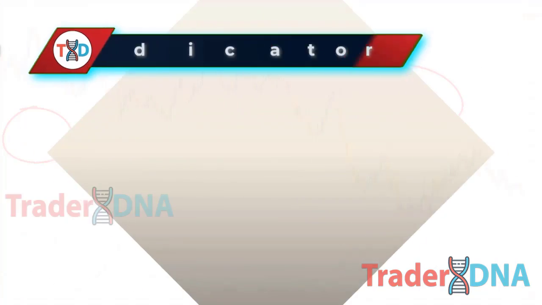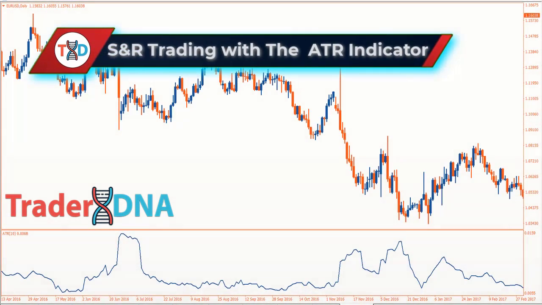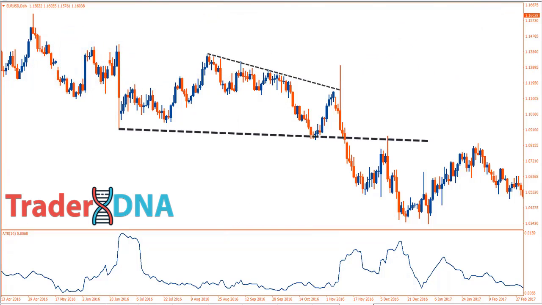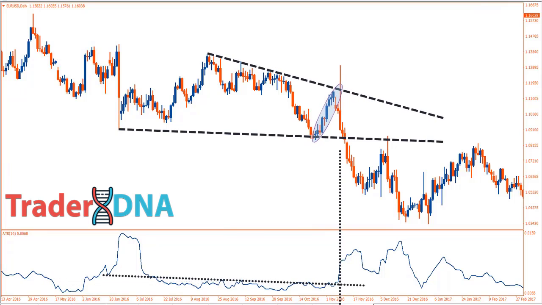Support and resistance with the average true range indicator. When using the average true range indicator, traders look at classical support and resistance levels. For example, the market consolidates in a contracting triangle, and the expected break is a bullish one. Because of that, when the price breaks, traders go long.